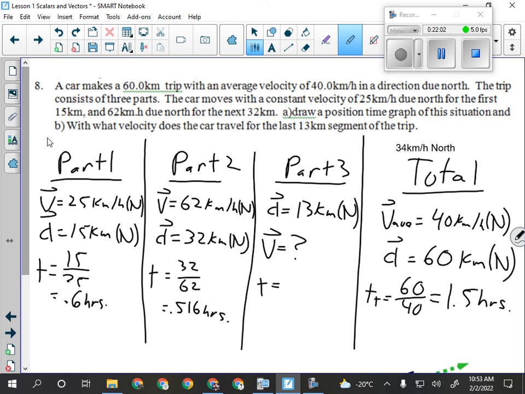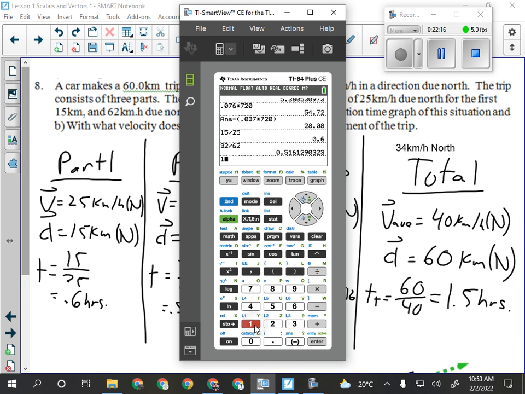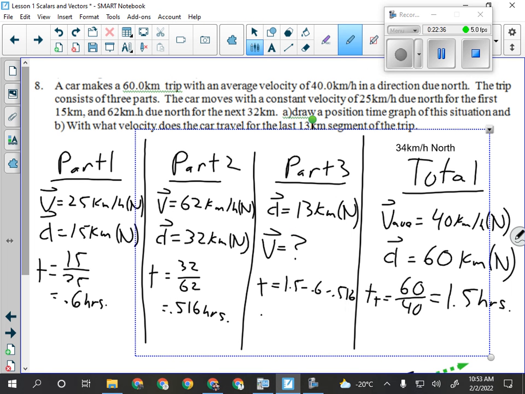Okay, so I know the total and I know 2 out of the 3 parts, so I can find the time here. The time here will be 1.5 minus 0.6 minus 0.15, or 0.516, sorry. Okay, so 1.5 minus 0.6 minus our answer from the last one. All right, so that last part takes 0.3838 hours. Now I should be able to find out what my velocity is for the last part, because now I have the time.